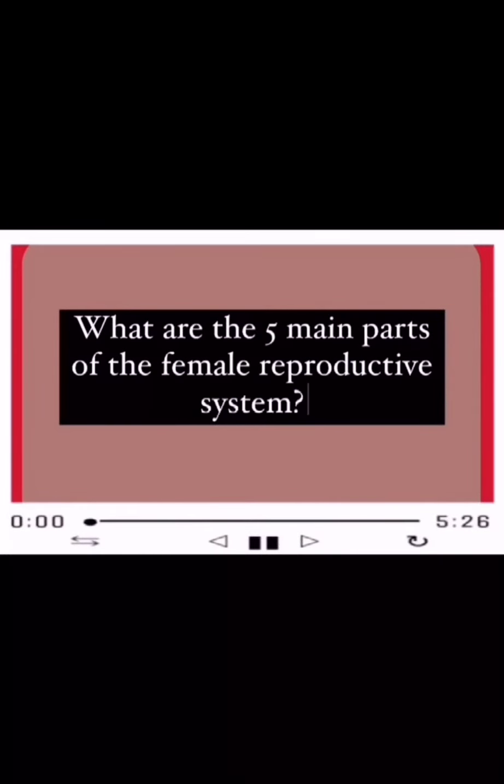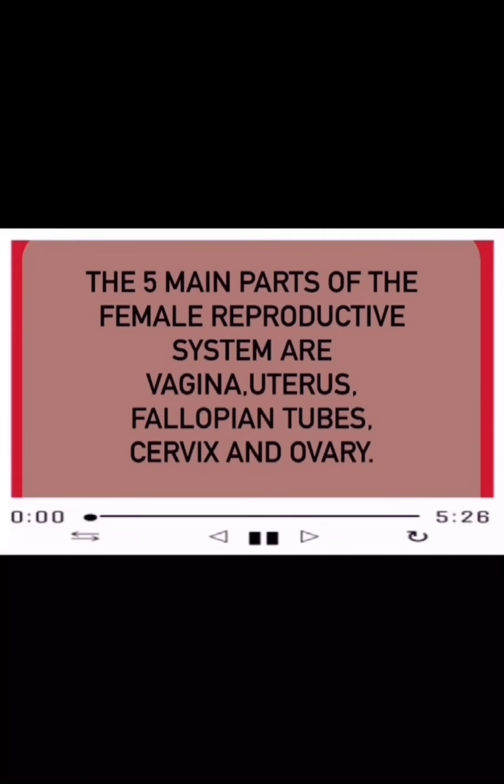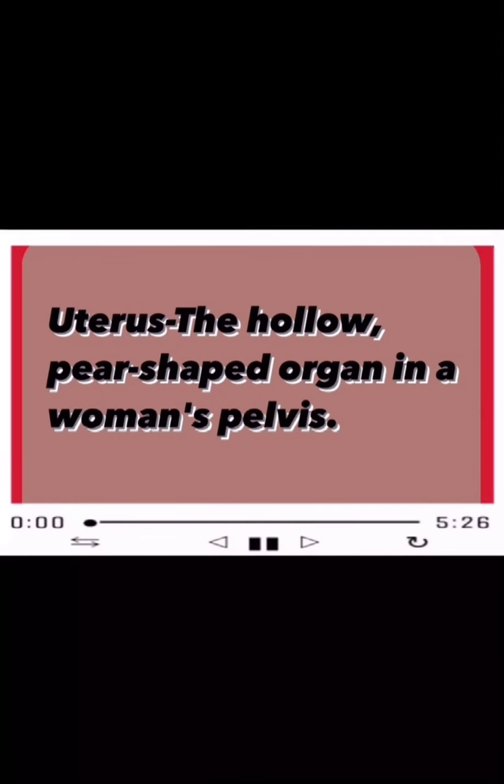What are the 5 main parts of the female reproductive system? The 5 main parts of the female reproductive system are the vagina, uterus, fallopian tubes, cervix, and ovary. But what is the vagina? The vagina is a muscular canal that extends from the vulva to the neck of the uterus, the cervix. Then what is the uterus?